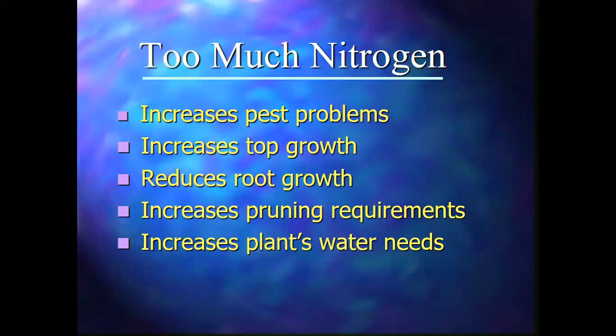Too much nitrogen. You know those three numbers on a fertilizer bag, the NPK ratio: nitrogen, phosphorus, and potassium. Nitrogen is the one that really causes the bulk of plant growth more than the other two. It increases pest problems, like on turf grasses. It makes them more susceptible to certain fungal diseases. So that's why you want to not over fertilize.